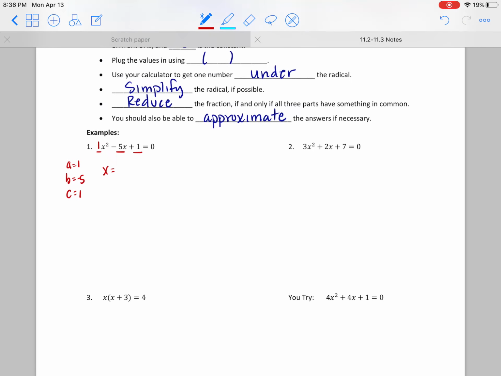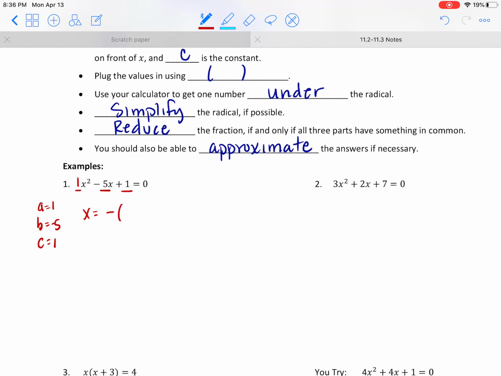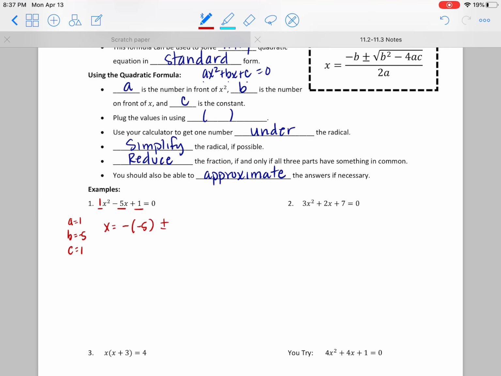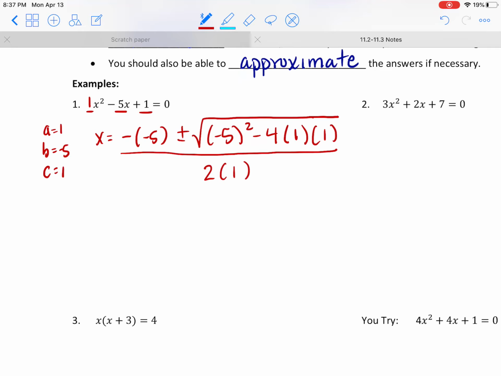So x is going to equal the formula. The formula has a negative, and then it has b, so a negative and then my -5 goes in parentheses. Then the formula has a plus or minus, and then a radical, and then b squared, so in parentheses, -5 squared, and then minus 4, and then a and c. So a is parentheses 1, and c is parentheses 1. And that whole thing gets divided by 2a, so 2 times parentheses 1. Sometimes that's the hardest part. Let's get it all plugged in and make sure we use parentheses.